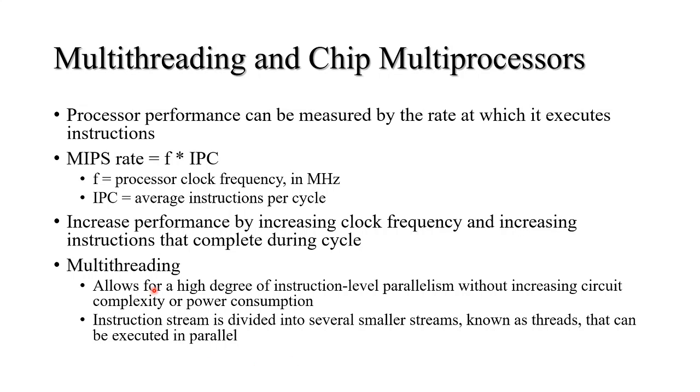An alternative approach, which allows for a high degree of instruction level parallelism without increasing circuit complexity or power consumption, is called multithreading. In essence, the instruction stream is divided into several smaller streams, known as threads, such that the threads can be executed in parallel. The variety of specific multithreading designs realized in both commercial systems and experimental systems is vast. So in this section, we give a very brief survey of the major concepts.